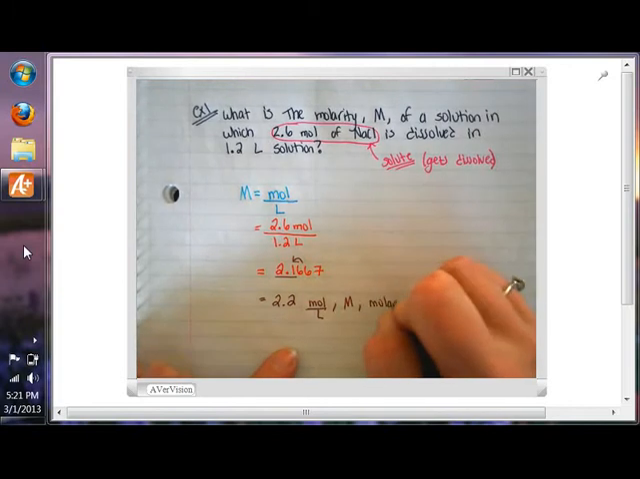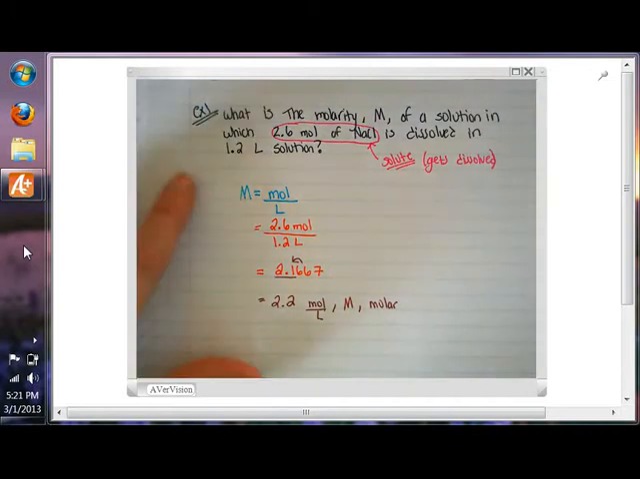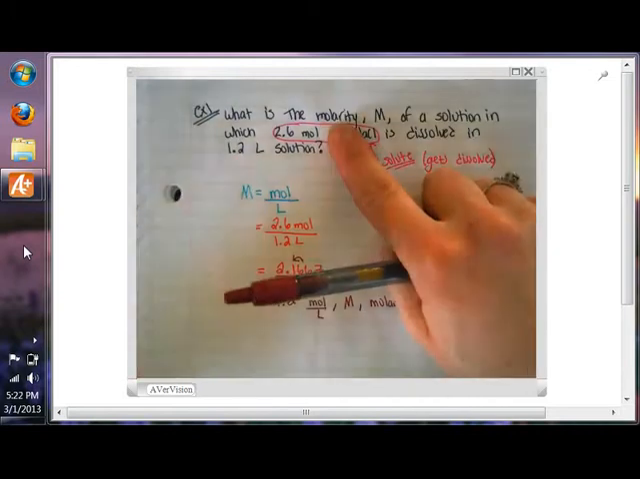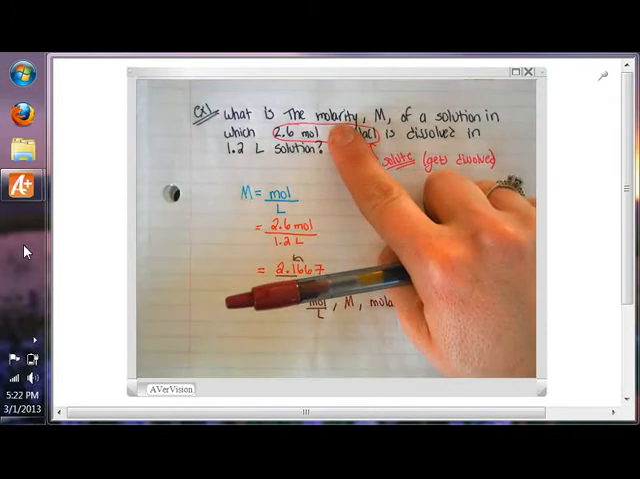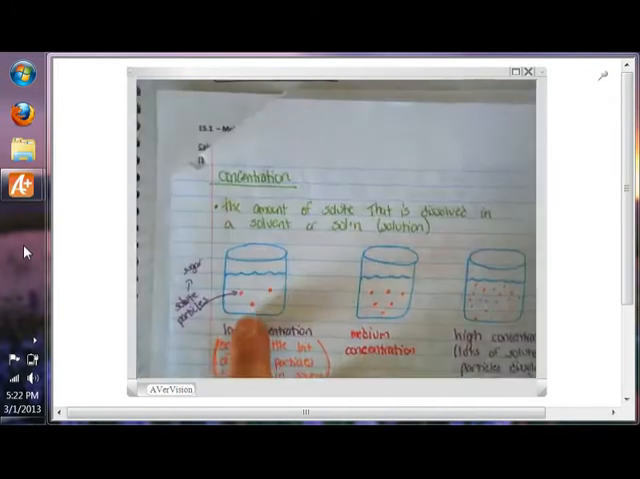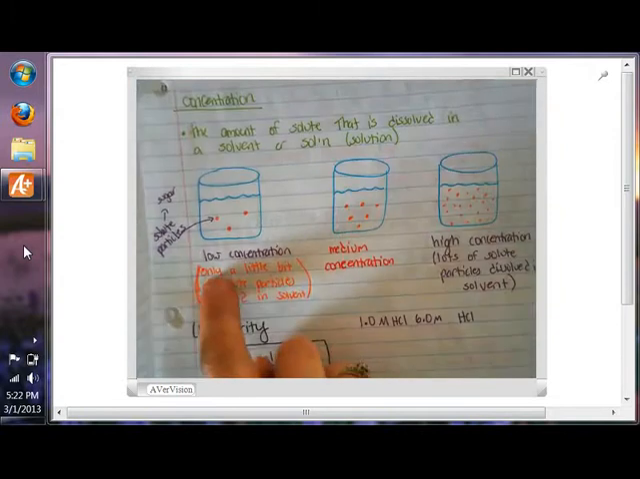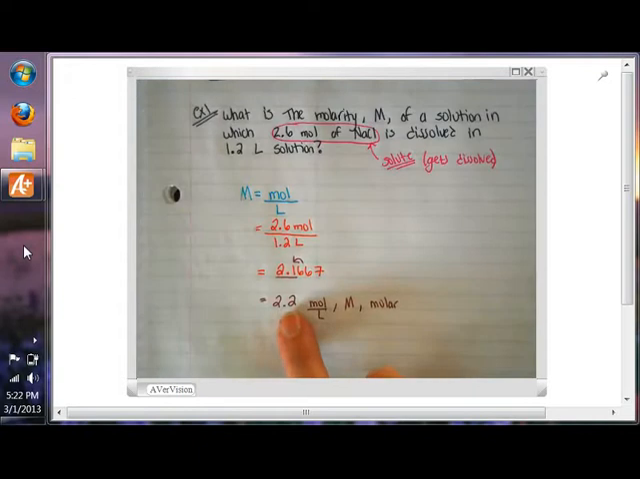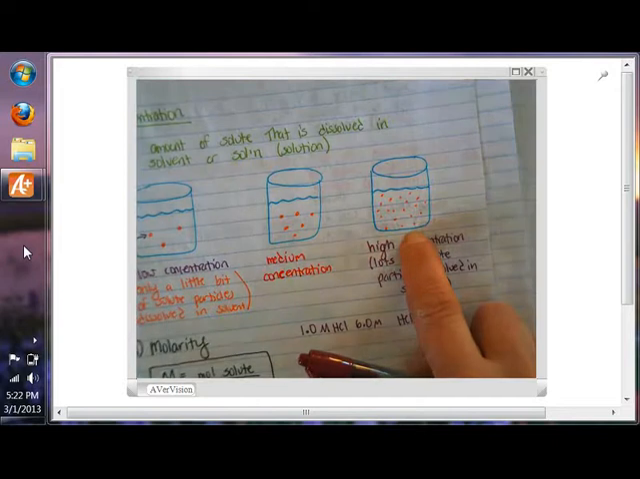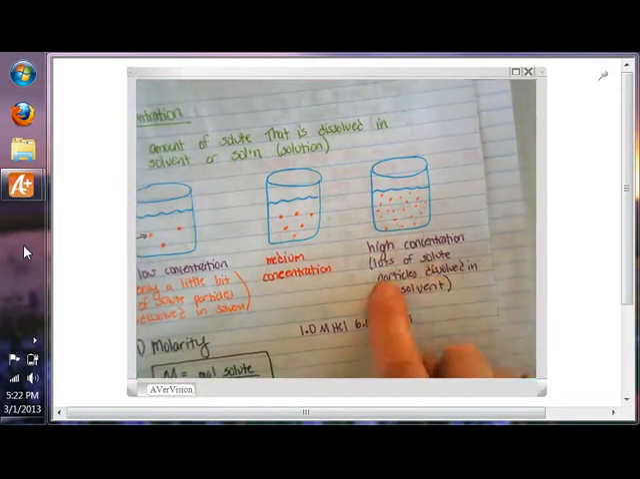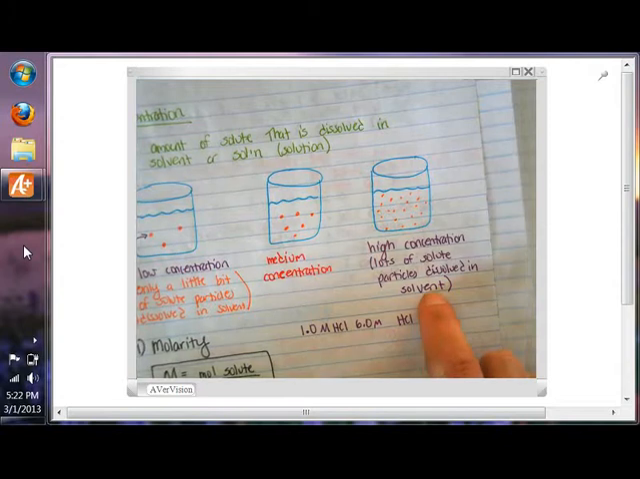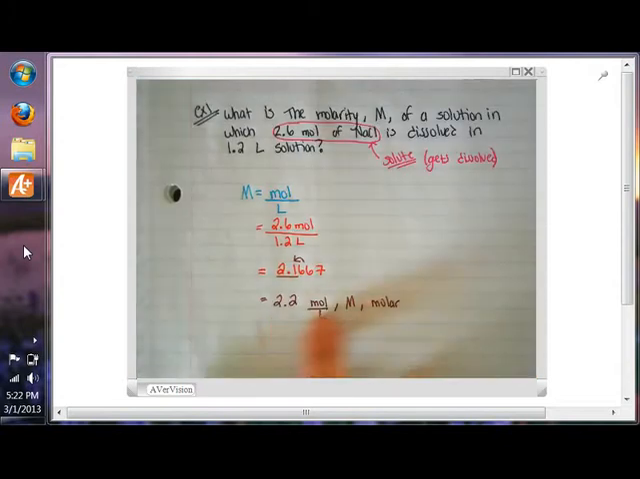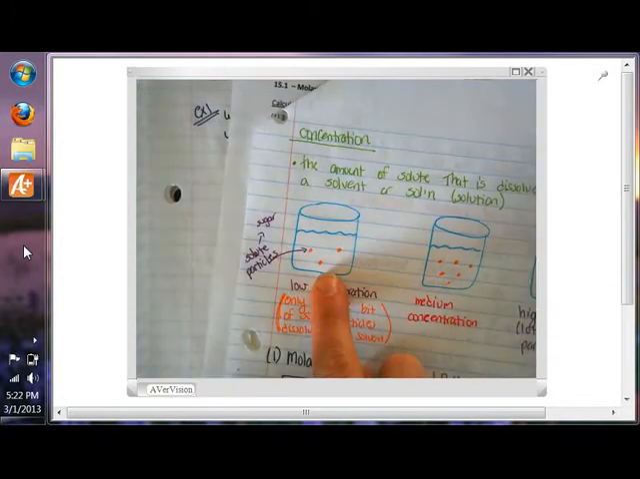So once again, molarity is just a measurement of the concentration of something. It's just talking about how much solute is dissolved. So if the number value is very high, that means it's a high concentration and there are lots of solute particles dissolved. Whereas if the number is very, very low, it means it's low concentration and there's not as many particles dissolved.